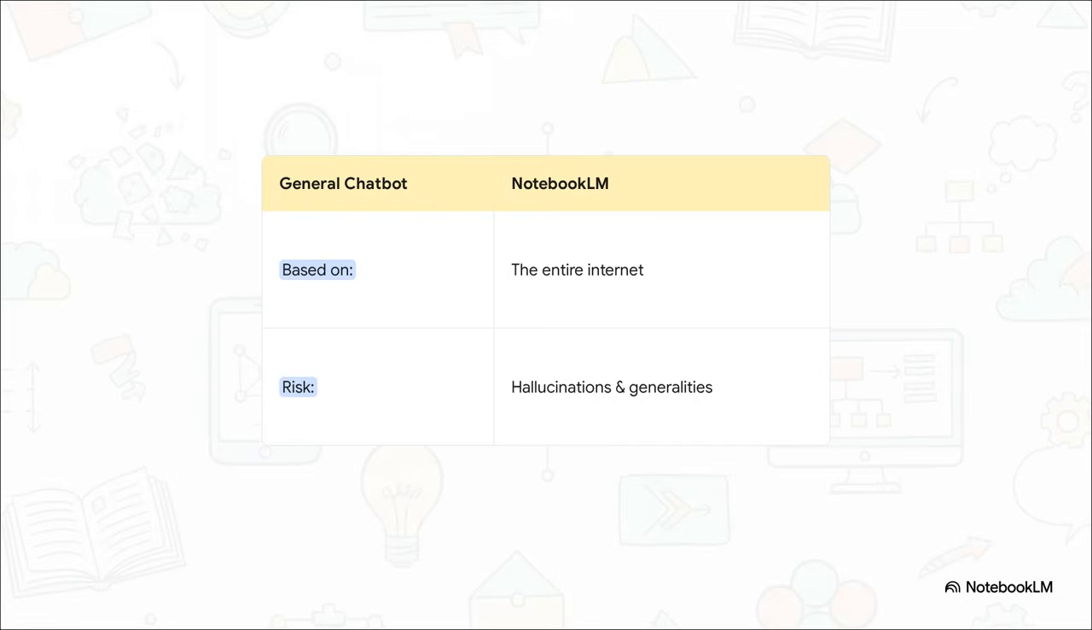Seriously. So this really breaks down the core difference. A general chatbot is pulling from the huge, messy, sometimes totally wrong ocean of the entire internet. And that's why you get those weird AI hallucinations and vague answers. NotebookLM, though, it's grounded. Its entire universe of knowledge is based only on the sources you give it. This is its superpower. It means no hallucinations, just super precise, relevant insights pulled directly from your materials.